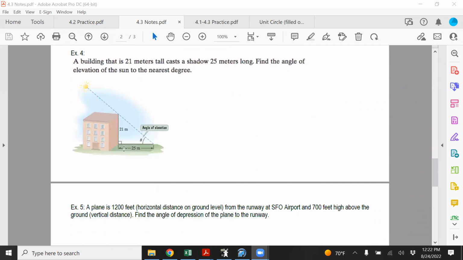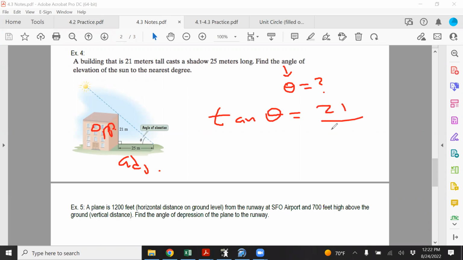Now this one's a little bit more unique. This will be opposite. We're going to do tan again, but we don't know theta. We don't know the angle. So we're going to say this: tangent theta equals opposite over adjacent. I know both sides. I don't know the angle of elevation.